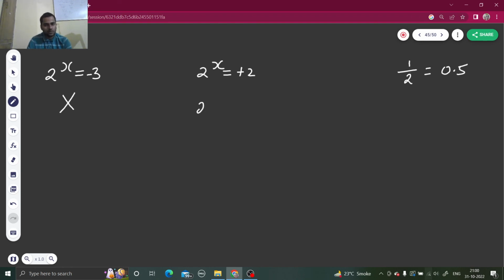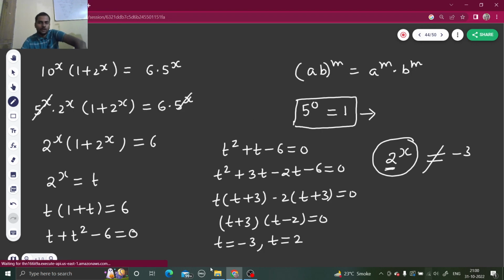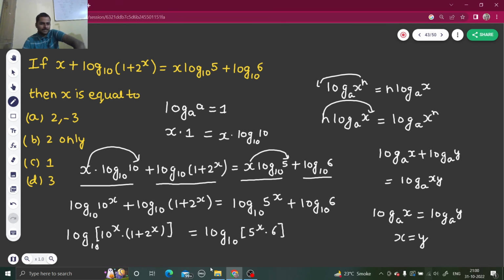Coming to this case, 2 power x is 2, we can write this as 2 power 1. So if we compare, we can say that x is equal to 1. They were asking for x, and it came out to be 1. I don't think you faced any sort of difficulty. Step by step I have solved.